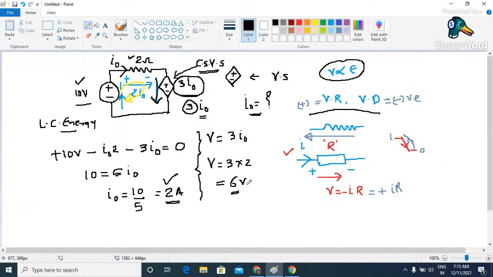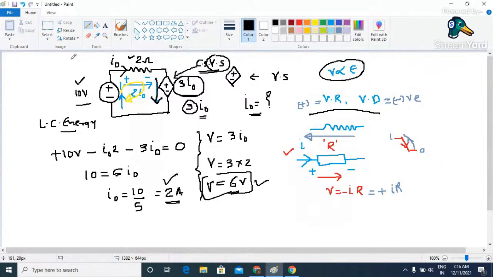Why do we need to write volt here? Because it is by default a voltage source, so obviously the magnitude has to be in volt. So the answer is 6 volt. The current flowing through the circuit is I naught, which is nothing but 2 ampere, and the magnitude of this current controlled voltage source is nothing but 6 volt.